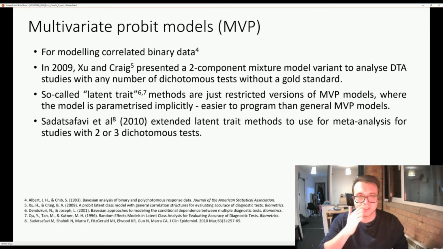So the multivariate probit models are basically used to model correlated binary data, not really for DTA much, but just in general. They can use any kind of metrics, for example. And in 2009, Zhu and Craig presented a 2-component mixture model variant to analyze diagnostic test accuracy studies of any number of dichotomous tests without a gold standard.